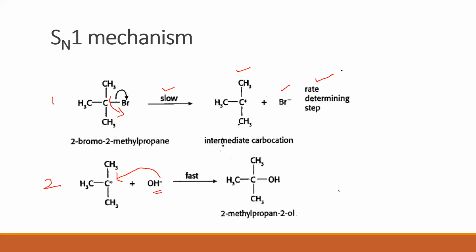Correct. Nucleophile need not be strong. It can be a weak nucleophile also. Now, why can it be a weak nucleophile? Because the nucleophile does not have to remove the halogen. Can you see that? The halogen is already removed in the first step.